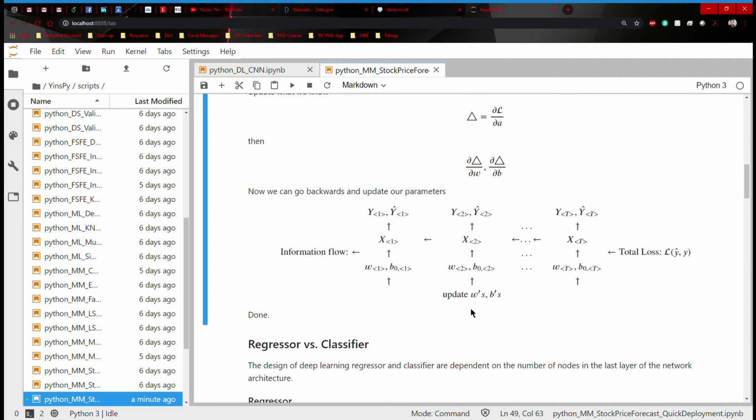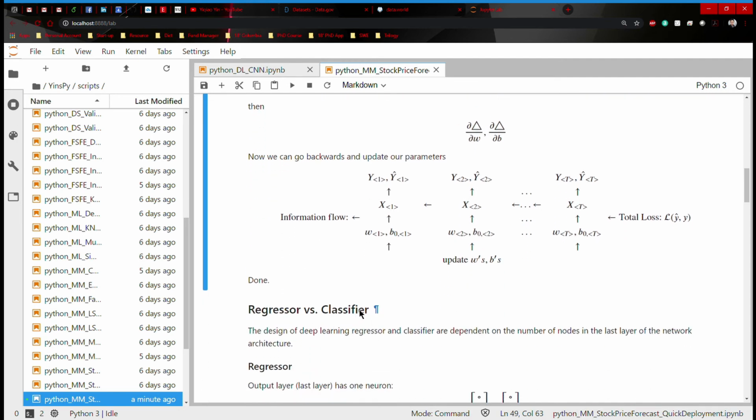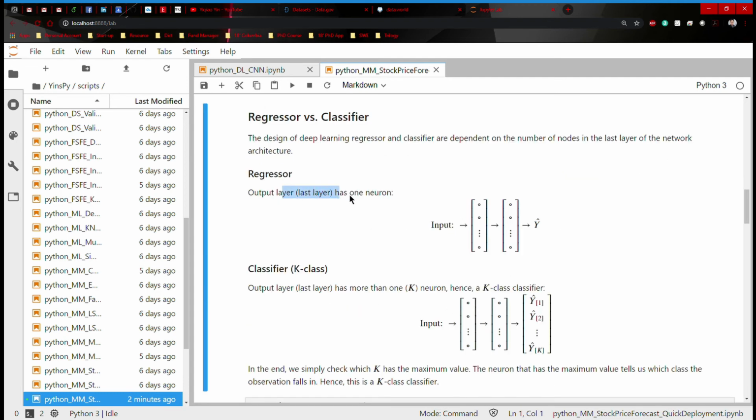One last thing I want to mention is a regressor versus classifier. The difference of regressor and classifier are dependent on the number of nodes in the last layer of the network architecture. For regressor, the last layer has only one neuron. Essentially, what the architecture is saying is in the end of the architecture, we're trying to guess one value, and that one value is a continuous value. Conversely speaking, in the end of the last layer, we can have more than one neuron. And let's say we have k neurons. And this is going to give us a k-class classifier.